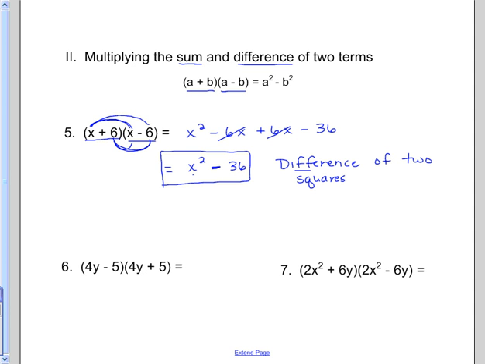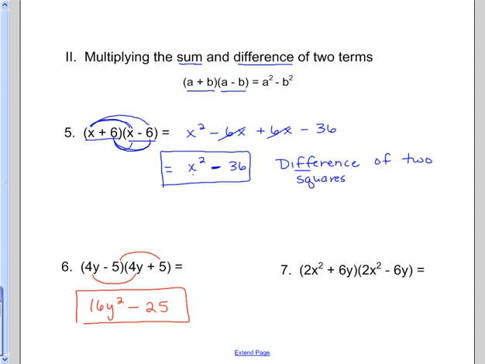Looking at number 6, if I recognize this at the beginning of my problem, well, I've got 4y minus 5 and 4y plus 5. The same terms, but one binomial is subtraction and one is addition. Then I know that my answer will be just the first term times itself, or squared, 16y squared. And the last, negative 5 times positive 5 is negative 25. I do not have to do the outer and the inner because they're going to be exact opposites and subtract out of the problem. So I'm left with a binomial that's called the difference of two squares.